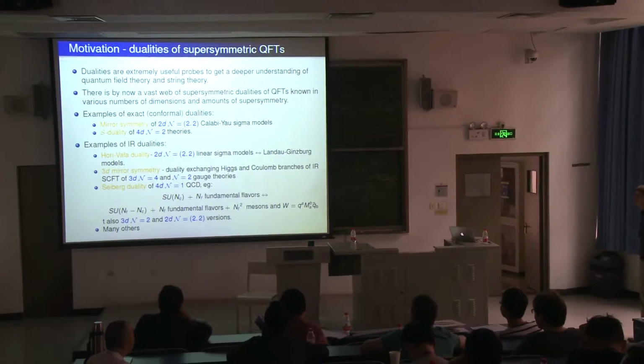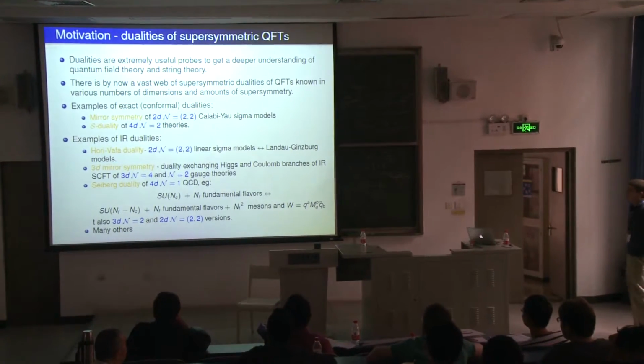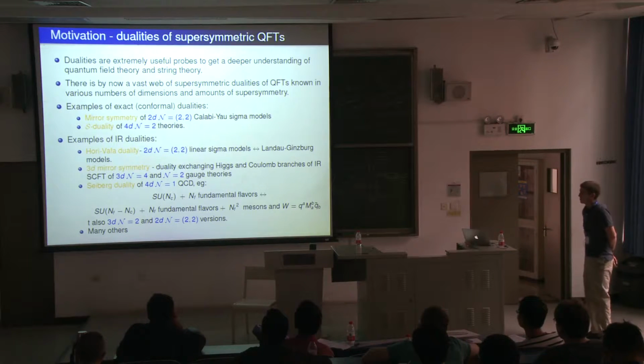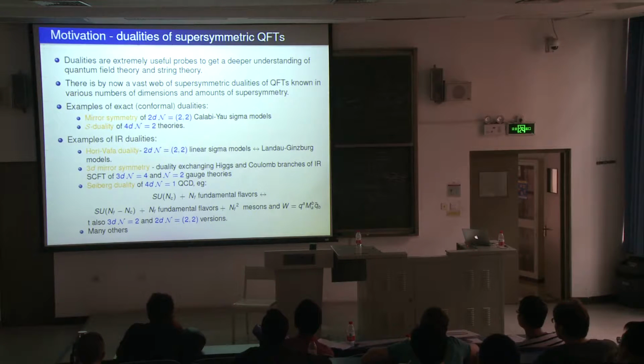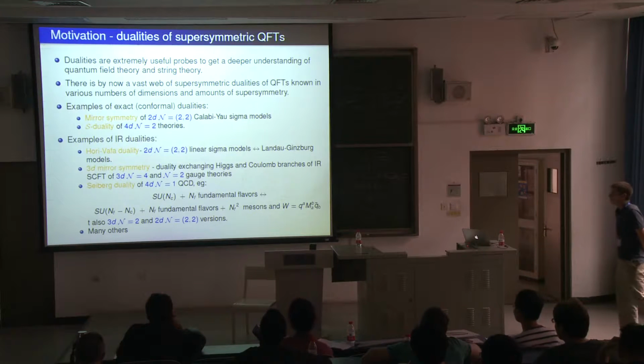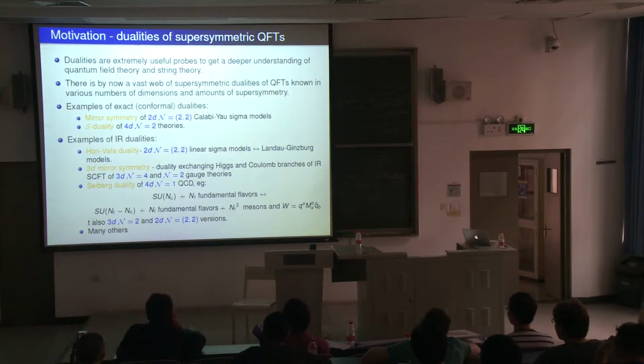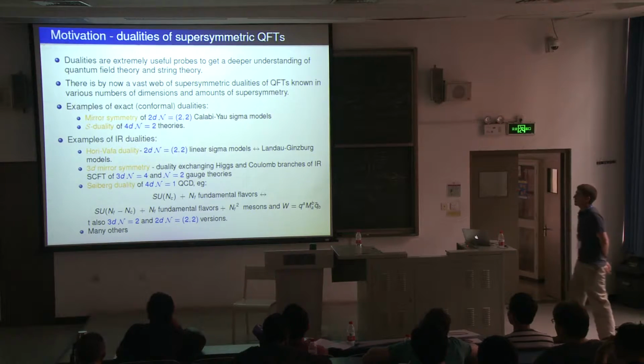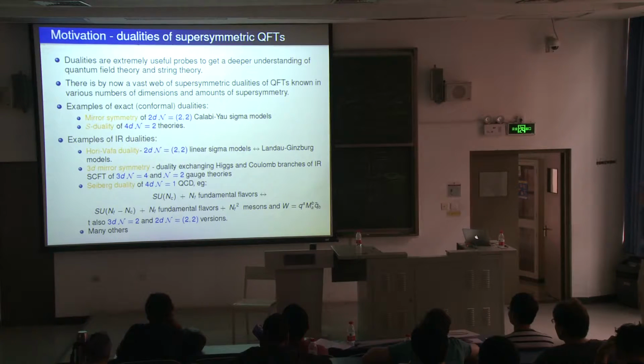But then there's also IR dualities, which are dualities between two theories which are not exactly equivalent, and they're not conformal, but rather at low energies they flow to equivalent superconformal fixed points. And there are also many examples of these. For example, Hori-Vafa duality in 2D between linear sigma models and Landau-Ginzburg models flows to a special case of mirror symmetry. 3D mirror symmetry exchanges the Higgs and Coulomb branches of the IR CFT for certain 3D gauge theories. And Seiberg duality for 4D N=1 theories.